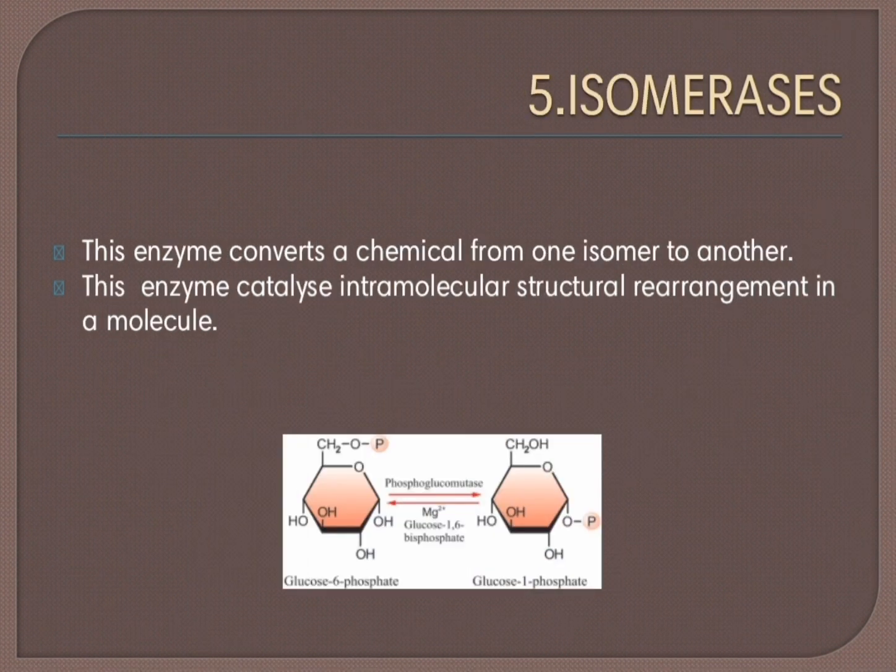Isomerases. This enzyme converts a chemical from one isomer to another. That is, it catalyzes the intramolecular structural rearrangement in a molecule. In this reaction, we can see phosphoglucomutase catalyzes the conversion of glucose 1-phosphate to glucose 6-phosphate. That is, the phosphate group is moved from one position to another in the same substance.